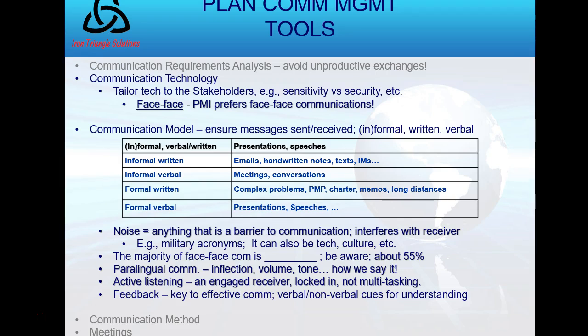A communications model ensures the messages are sent and received. These are either informal or formal and written and verbal, and so I give examples of each. Keep in mind there's noise. Noise is anything that creates a barrier to communication, and so it's going to interfere with the receiver.